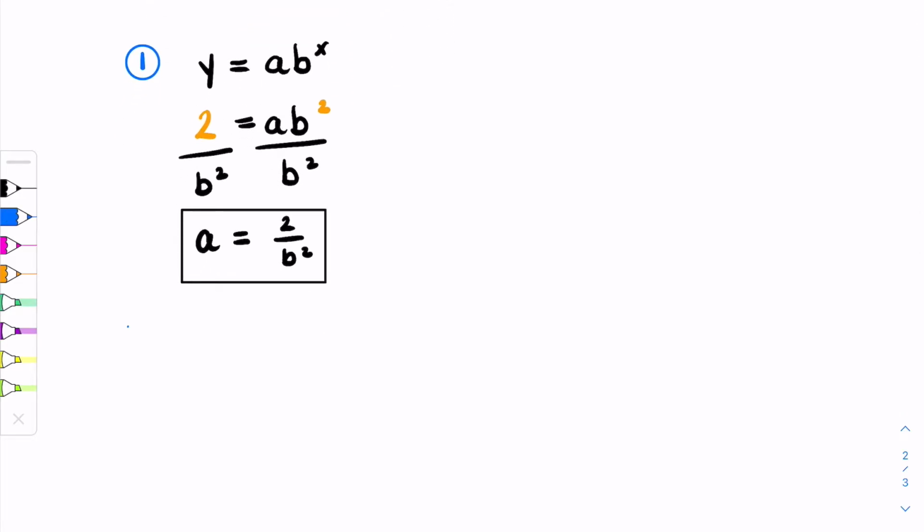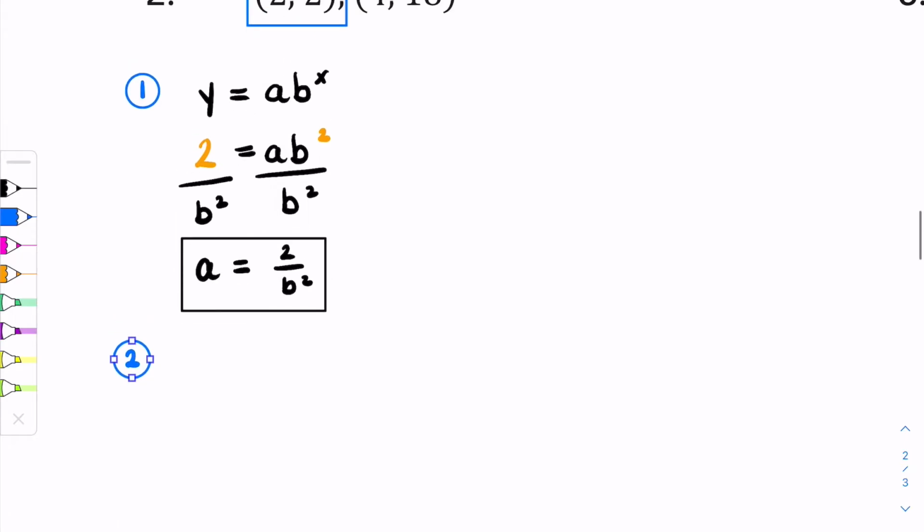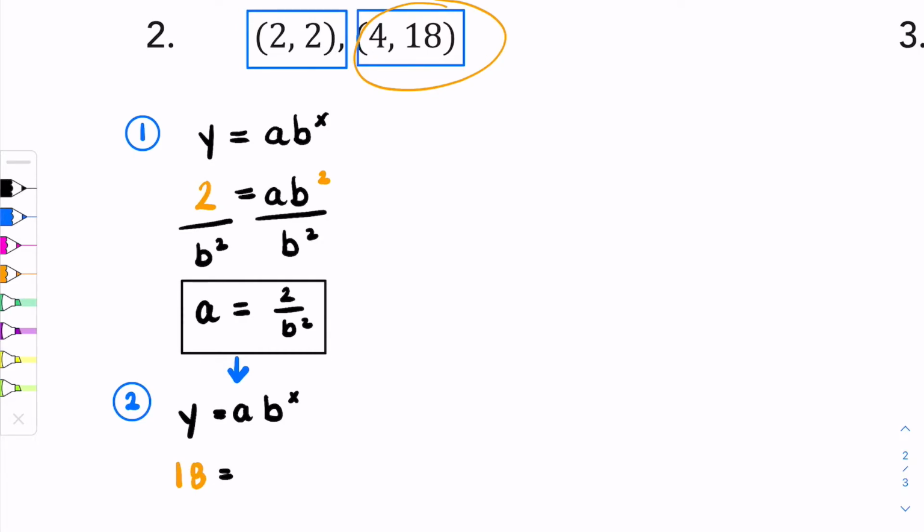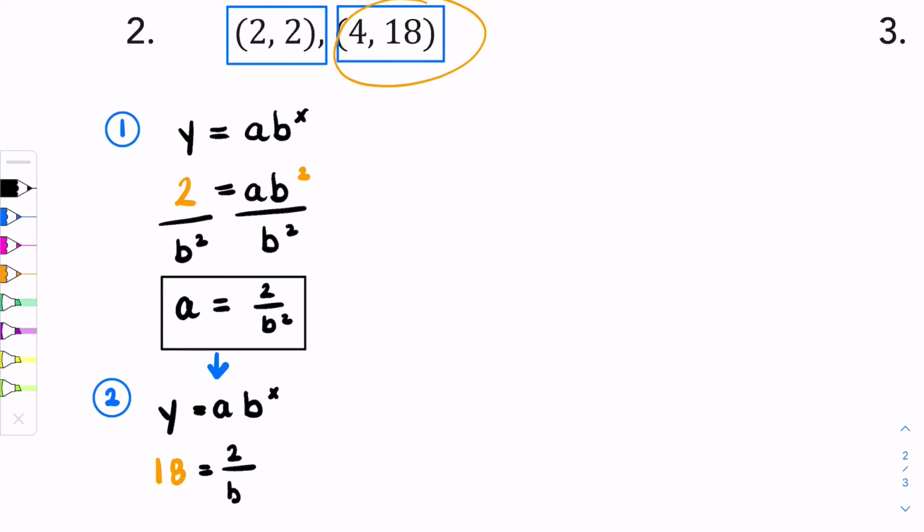For step 2, I need to substitute the second point into the general function, 4, 18, and I also need to substitute my value of a into that function. So y is equal to a times b to the power of x. I'm going to replace y with my value of 18. I'm going to replace a with what I solved for in step 1, which is 2 over b squared. B is going to remain as the value of b, and this is raised to the power of 4.